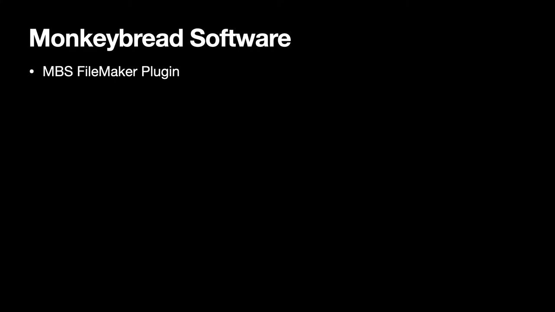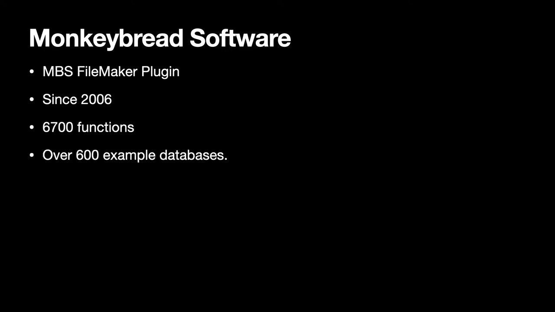The MBS FileMaker plugin is in development since 2006, so we have about 16 years now. Over the time, we got 6,700 functions and we are adding new ones every day. The plugin comes with over 600 example databases, so you can try all the functionality and often just copy scripts from the examples to your database to implement a feature.